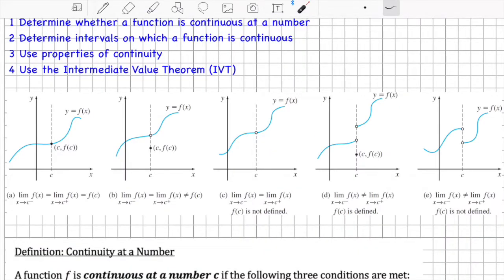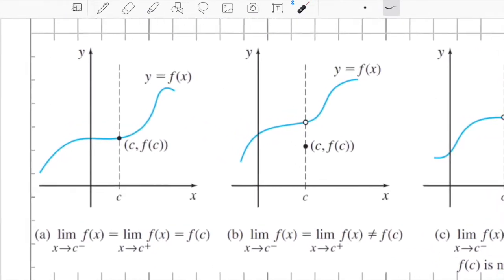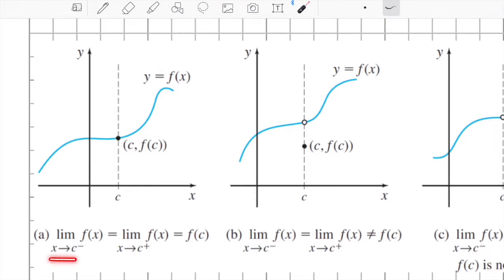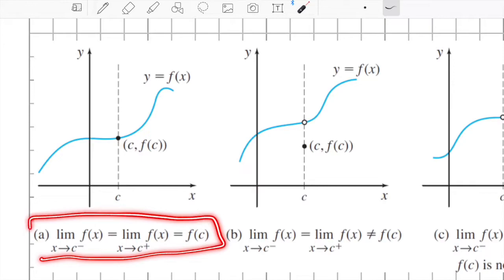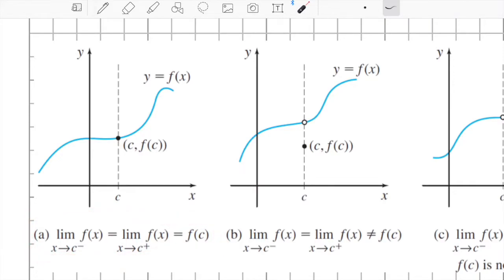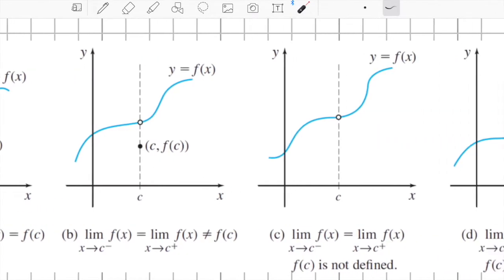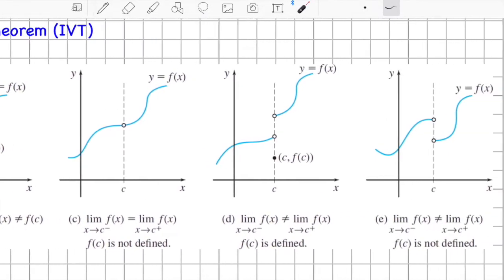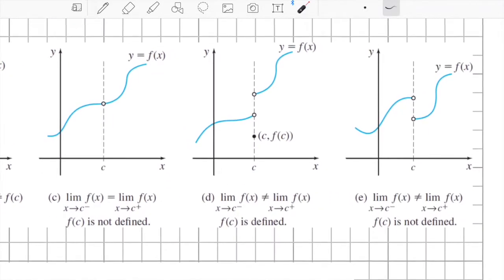Of these 5 graphs, the nicest one is the first graph. In that graph, the limit as x approaches c of f of x exists, and it's also equal to f of c. So yes, the one-sided limits are the same. That tells me that the limit exists. Also, it's equal to f of c. So that means that it is continuous at that point. The other graphs are all discontinuous.